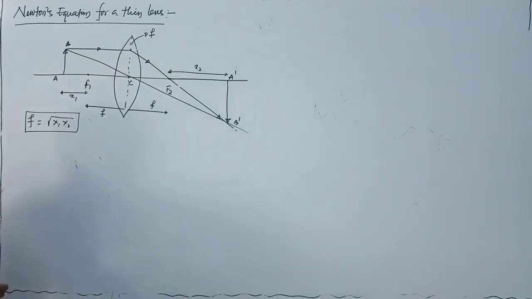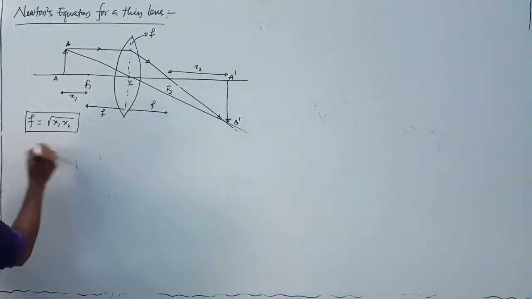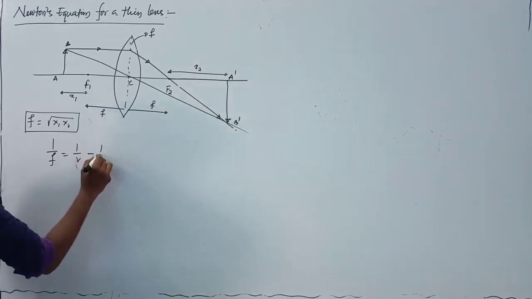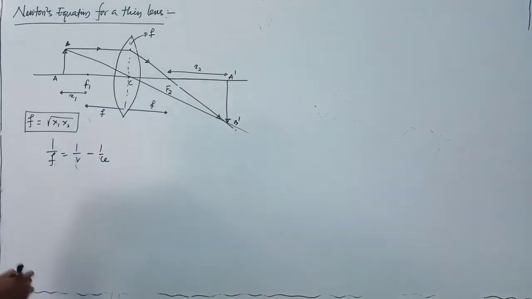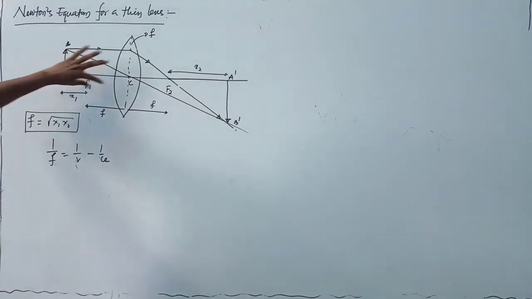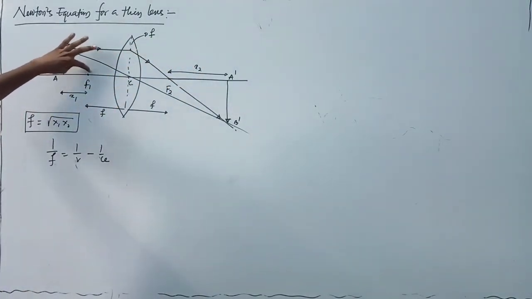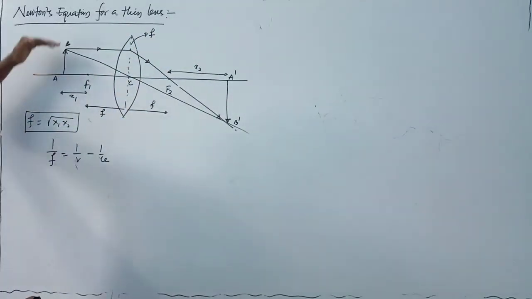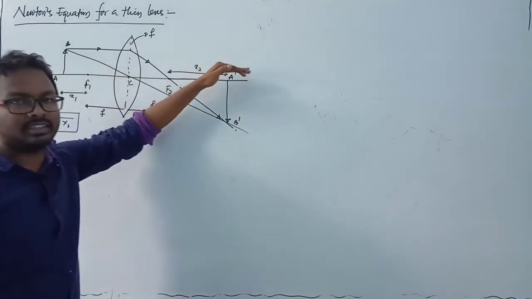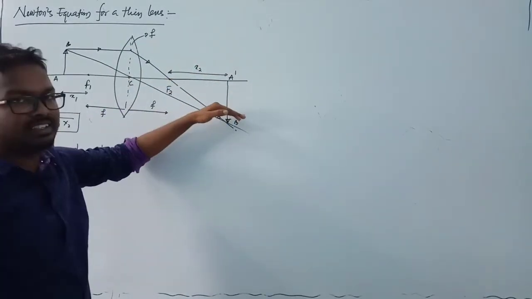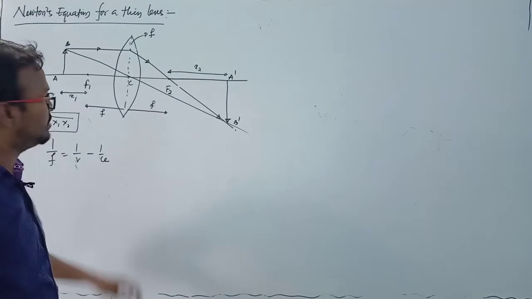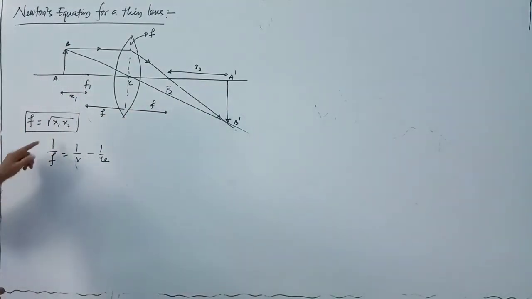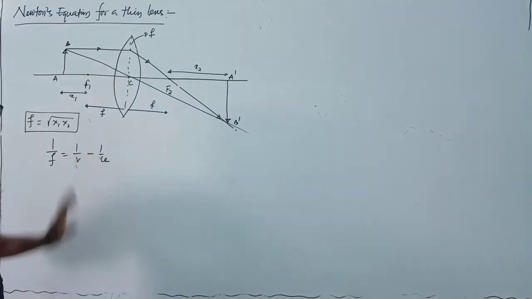So we already have the thin lens formula, that is 1 by f equals 1 by v minus 1 by u. So first, this distance is x1 and this distance is x2. This distance x1 from the first focus, this distance x2 from the second focus. The object is above the principal axis, so we get a real image, which is A'B', and this image is magnified as compared to the object, and it is an inverted image. Clear? So 1 by f equals 1 by v minus 1 by u.